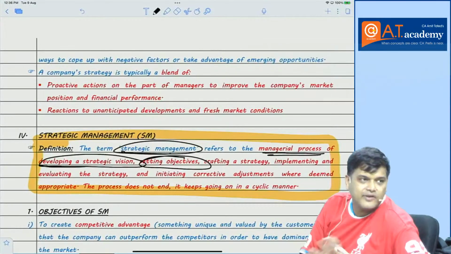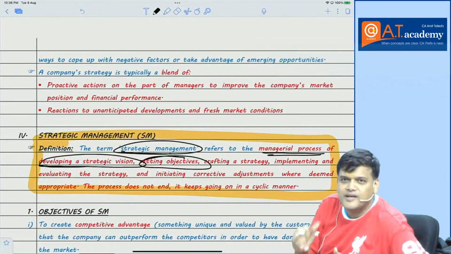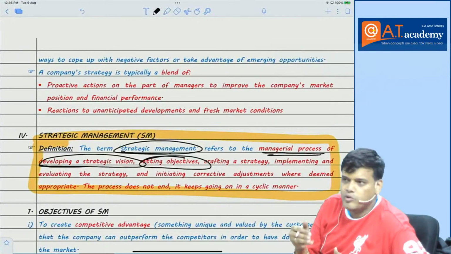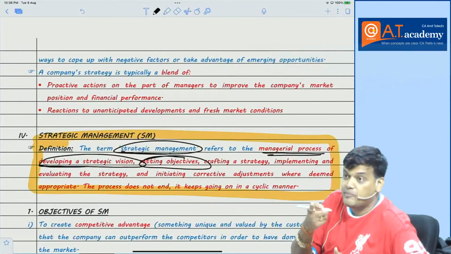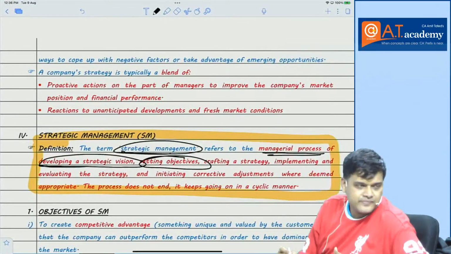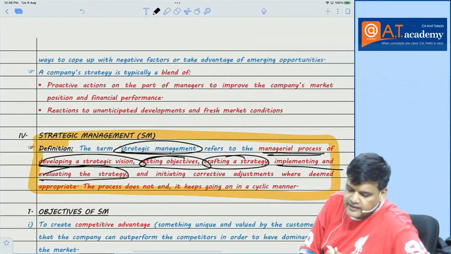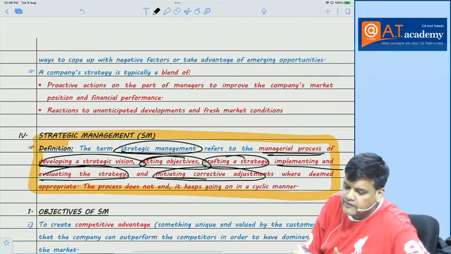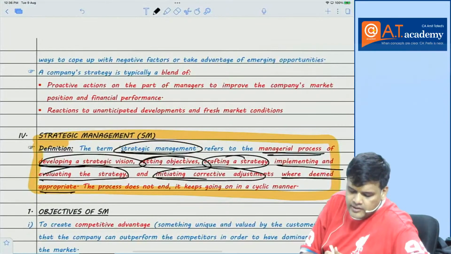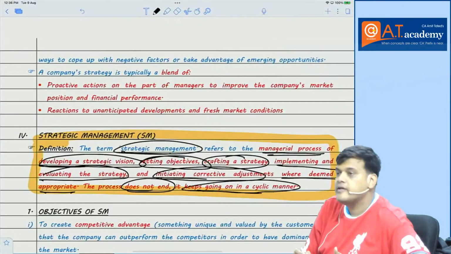These two words are there. Are you getting the point? Analysis is not there. But do you think it will be a correct point without analysis? No. Okay, analysis is needed but it is not given here. I had told you, you know, right? It is given in the SM process, chapter 3. After that, crafting a strategy, implementing and evaluating strategy, and initiating corrective adjustment where deemed appropriate. The process does not end; it keeps on going in a cyclic manner.